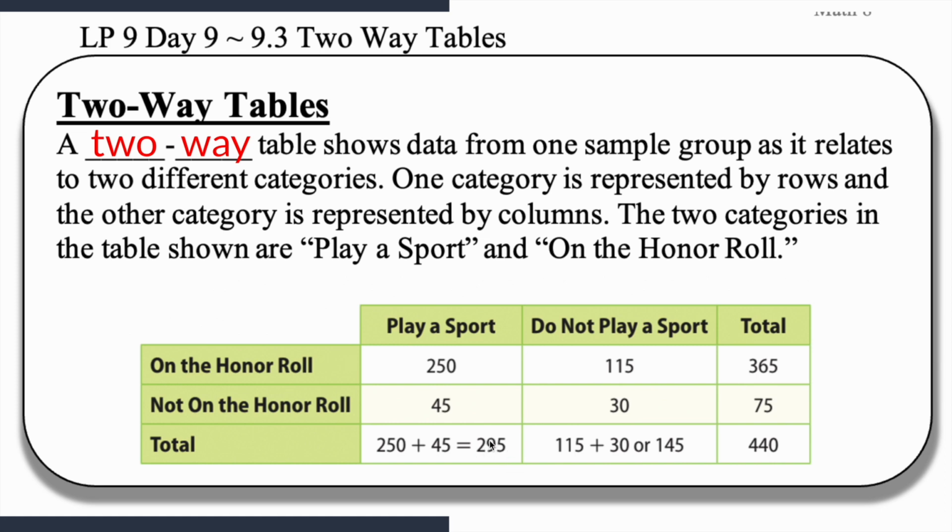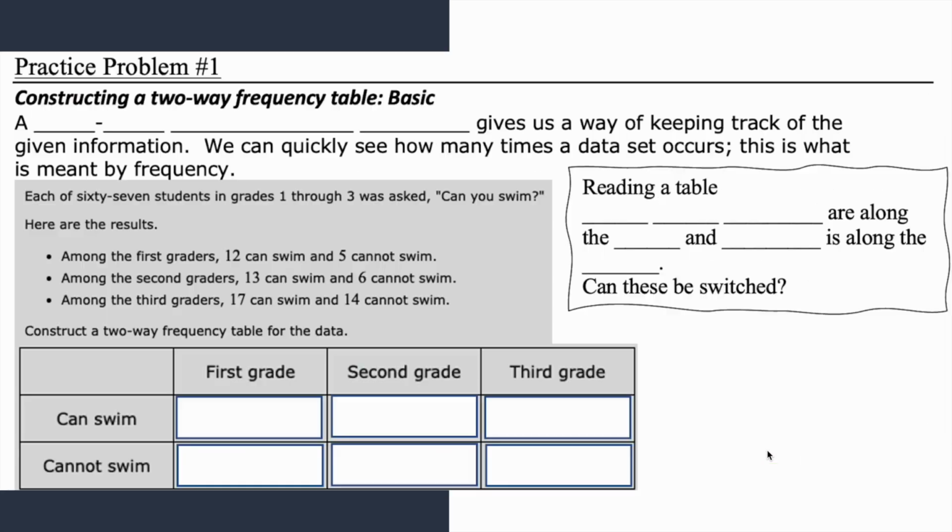In this case, it sounds like students because of honor roll. 295 play a sport, because that's adding straight down here. 145 do not play a sport. And then if I want to go across this way, I do 250 plus 115 to get 365. 365 of these people are on the honor roll and 75 are not. And then I can either add straight down or straight across, and I should get 440 either way, because that's the total number of people we asked. So it's multiple pieces of information represented in one table.